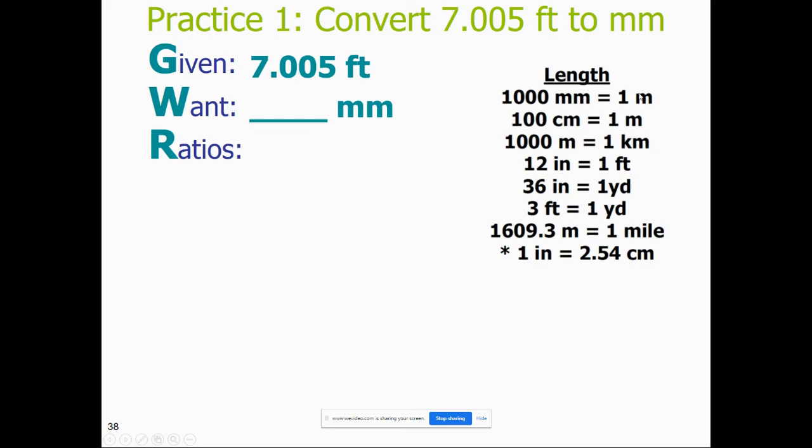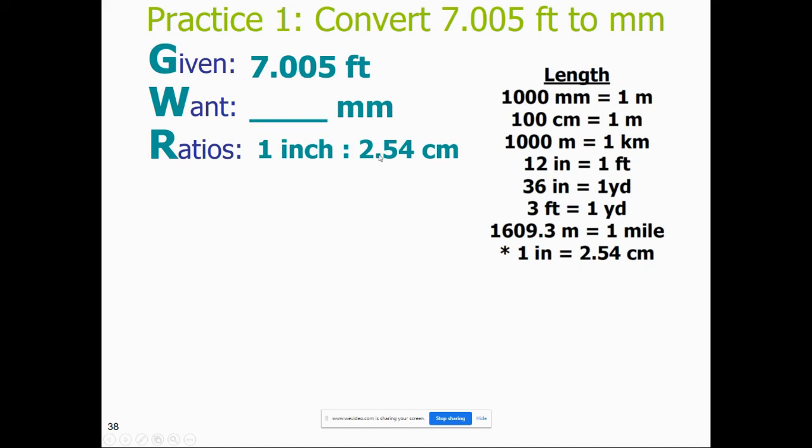What do we have over here that has millimeters in it? The only one we have that has millimeters in it is this one. So that's going to be one of our conversions. That's going to get us to meters. We're also trying to go for feet. Do we have anything here with feet? Oh, we've got 12 inches is equal to 1 foot. That's a conversion we can use. We also have 1 inch is equal to 2.54 centimeters. Those are all conversions we can use. So let's see which would make the most sense.